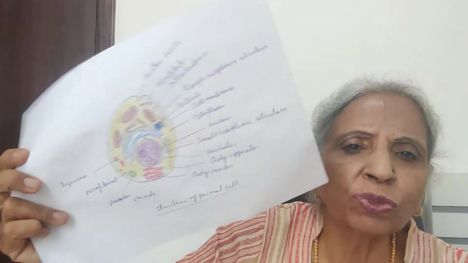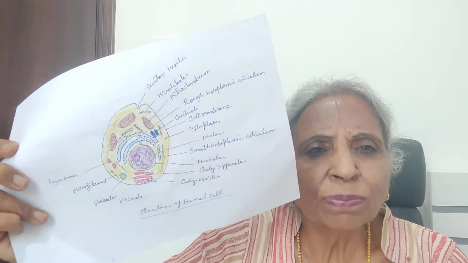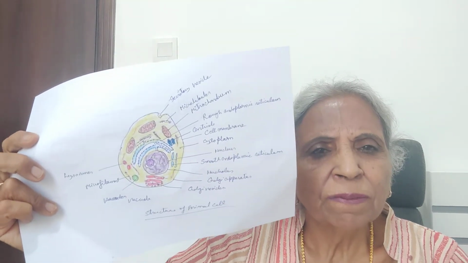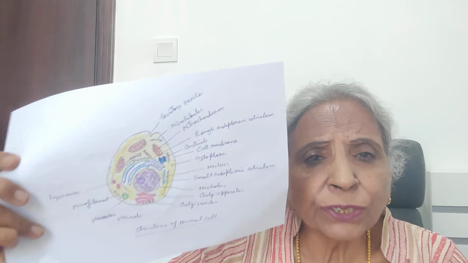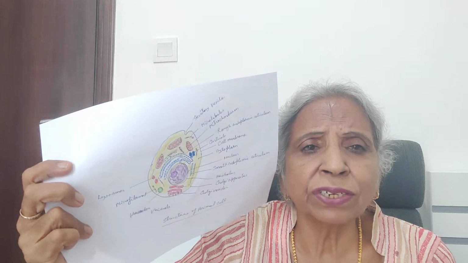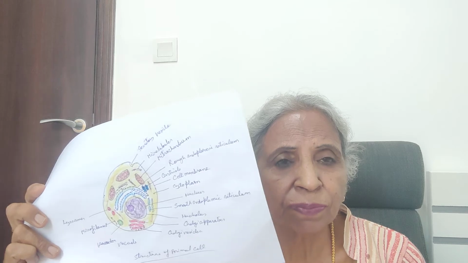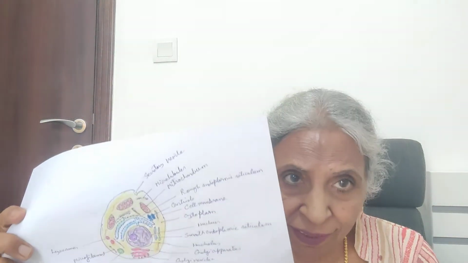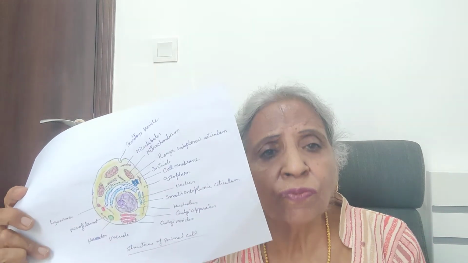In addition to these structures, there are small vesicles which store lipids, phospholipids, proteins, sugars, etc. And some vacuoles are present which contain a sap-like substance. In addition to these, there are small filaments or tubule-like structures present in the cytoplasm which form the cytoskeleton of the cell. They keep the cell stretched. These are called the microtubules and microfilaments.